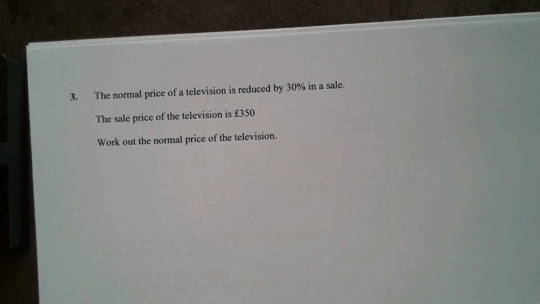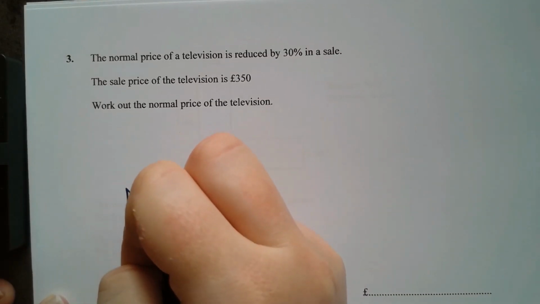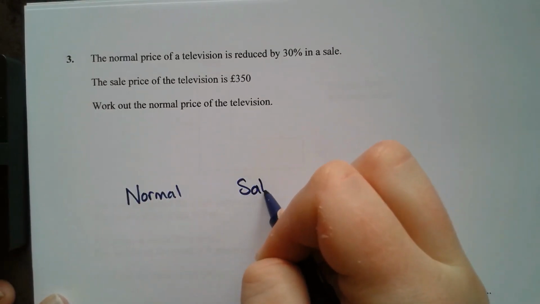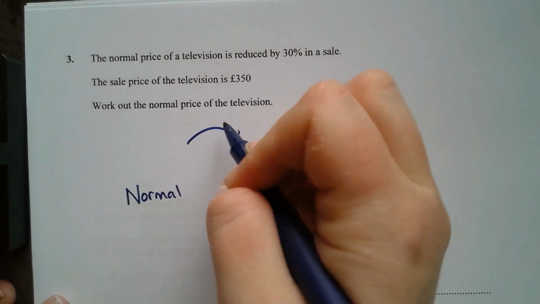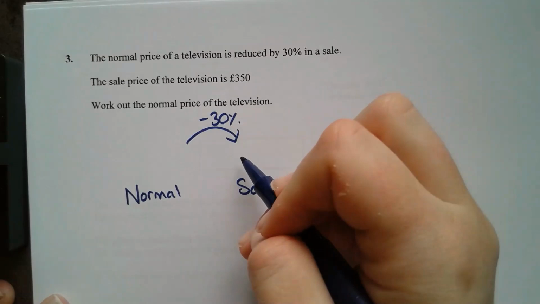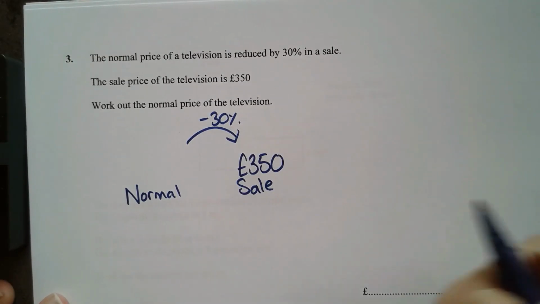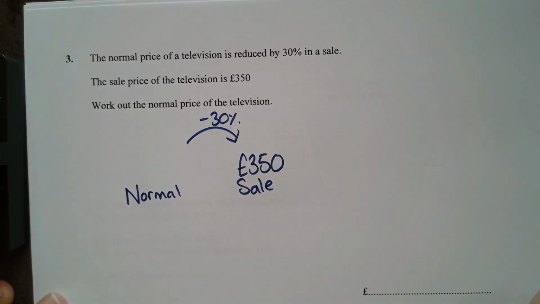We've then got a lovely reverse percentages question. So the normal price of a TV is reduced by 30% in a sale. So I'm going to start with my normal price and my sale price, and I'm going to reduce it by 30%. The sale price is £350, and I want to work out the normal price.